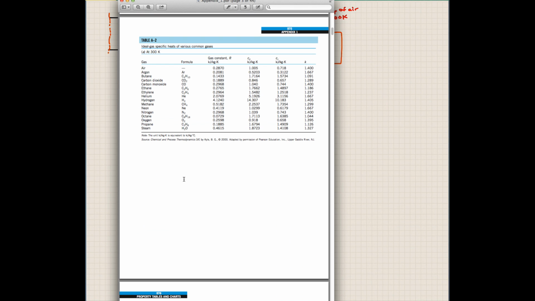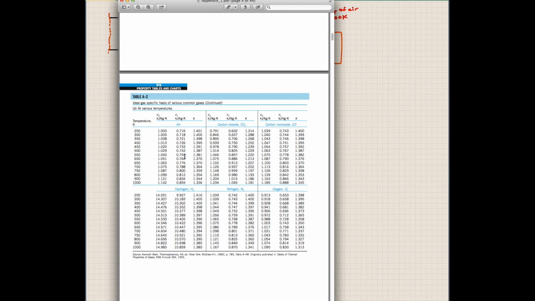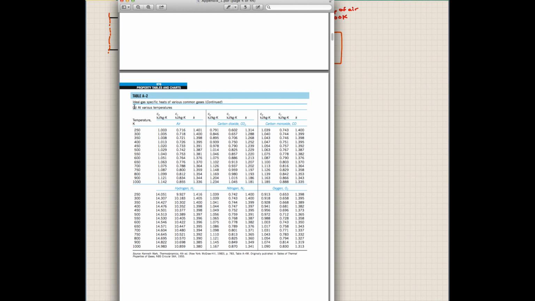Anyways, I'm on table A2, but let's go to A2, letter B, where we're looking at air, and we're going to get the CP since we're dealing with an open system. So CP of air at 300 Kelvin is 1005 joules per kilogram Kelvin.